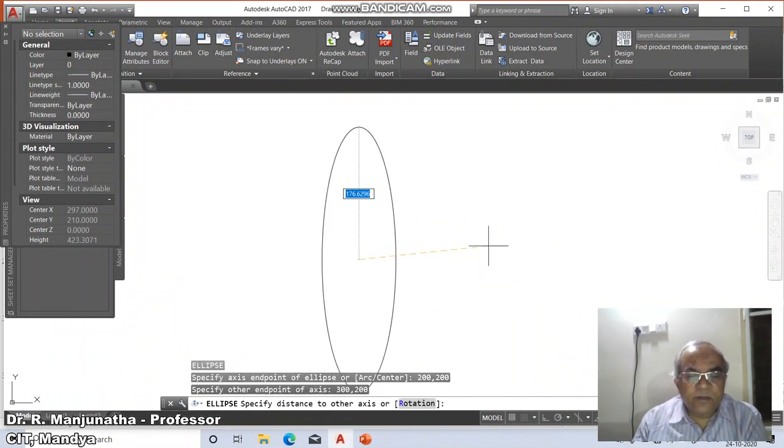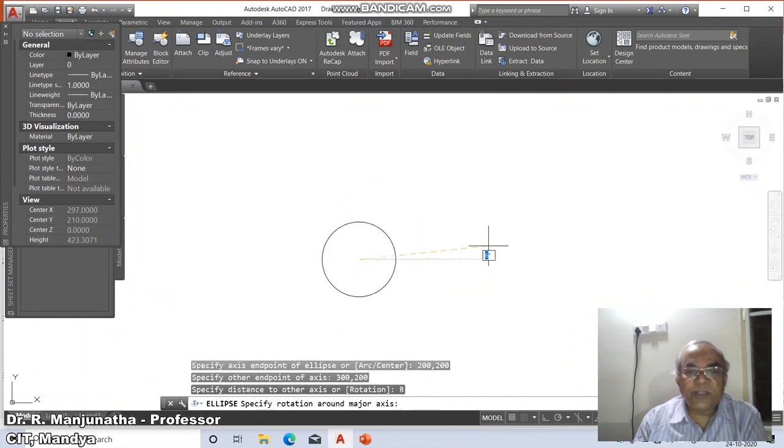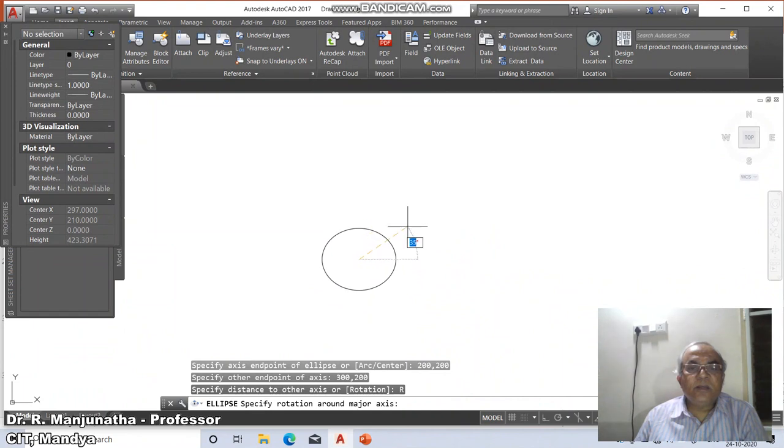Then instead of the other axis distance, we are going to take the rotation, the rotation around the major axis. As I move the cursor, you can see the ellipse is rotating with respect to the horizontal direction, and the rotation is about the vertical plane. That means it is with reference to the monitor, going away from the monitor, or going away from the vertical direction. So that concept has been pretty well explained here.